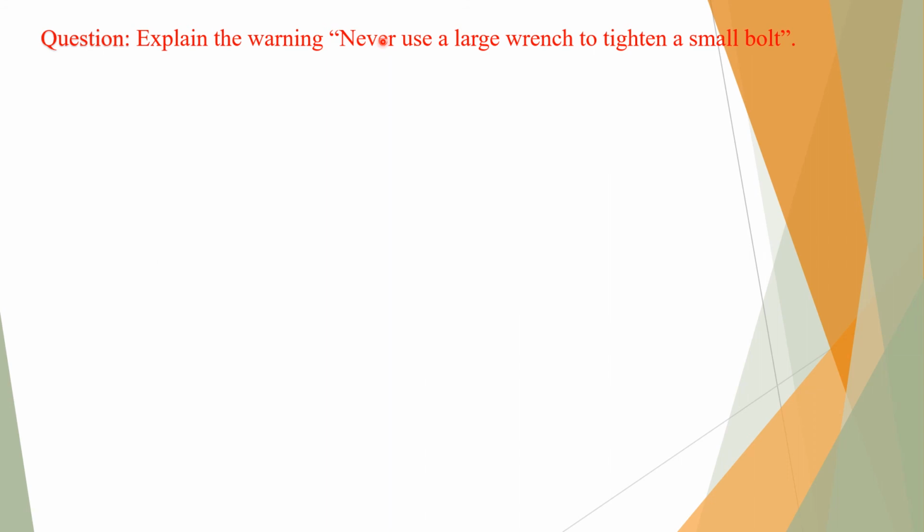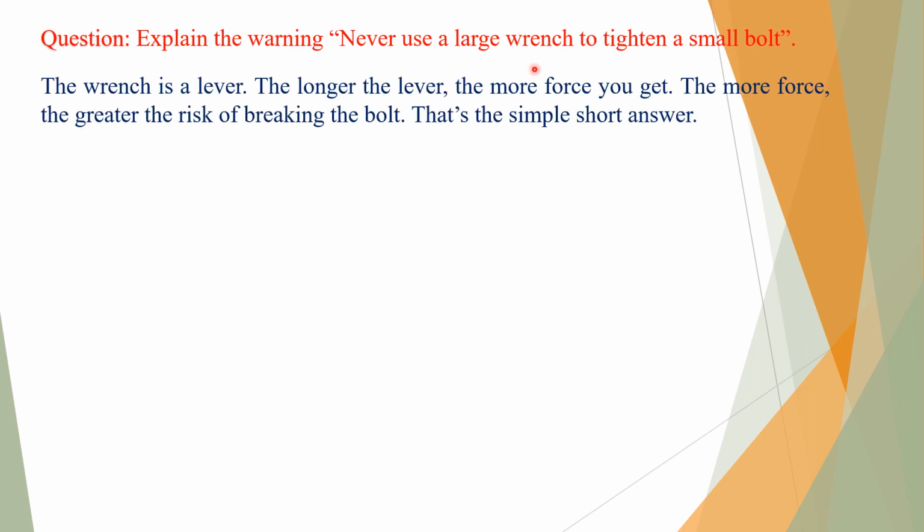Question: explain the warning, never use a large wrench to tighten a small bolt. The wrench is a lever, so the longer the lever, the more force you get. The more force, the greater the risk of breaking the bolt. That's the simple short answer.